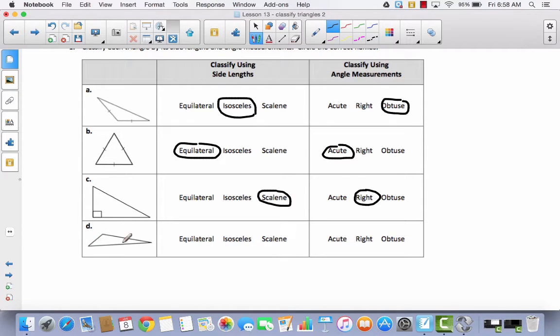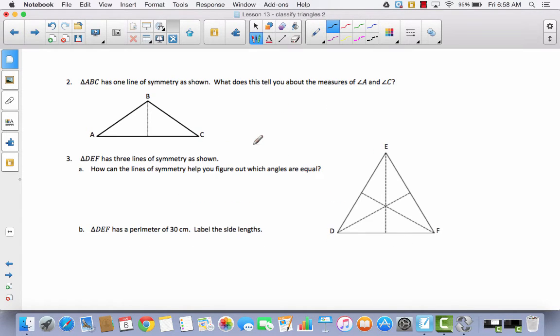All right, so because this has no equal sides, we call it scalene. And it has this one big angle here. So that is an obtuse angle, so this is an obtuse triangle. All right, let's keep going.